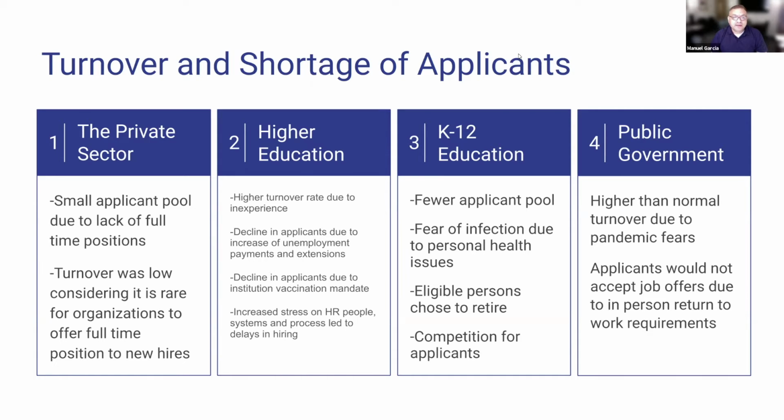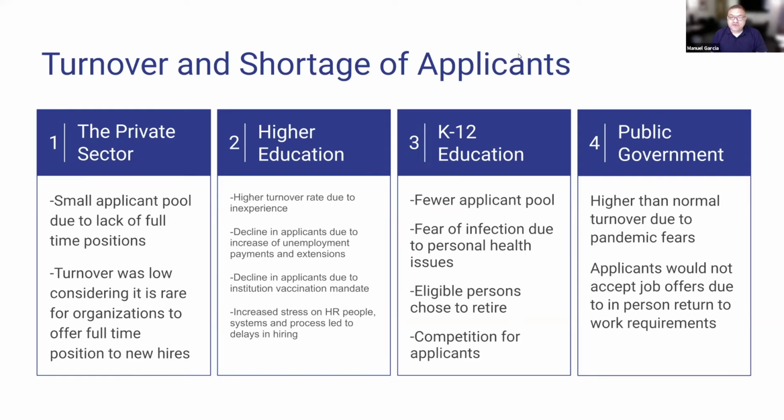Number 2, for higher education, the reasons for turnover and shortage of applicants include higher turnover rate due to inexperienced staff, decline in applicants due to the increase of unemployment benefits such as payments and extensions, decline in applicants due to the institution mandates for vaccinations, and an increased stress on HR people, the systems, and the process, which led to delays in the hiring.